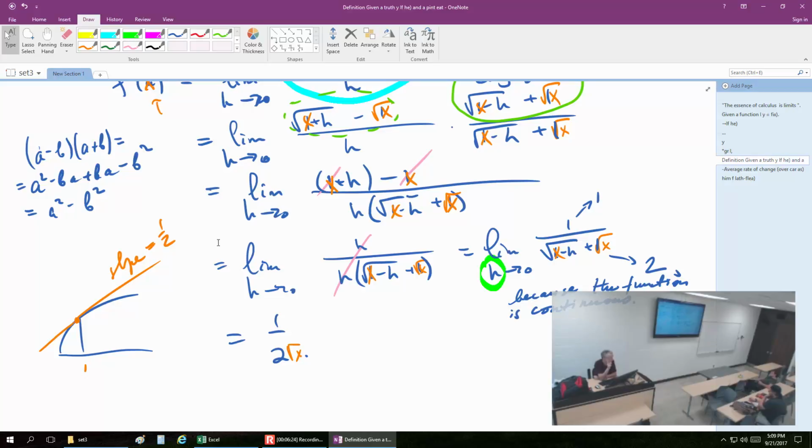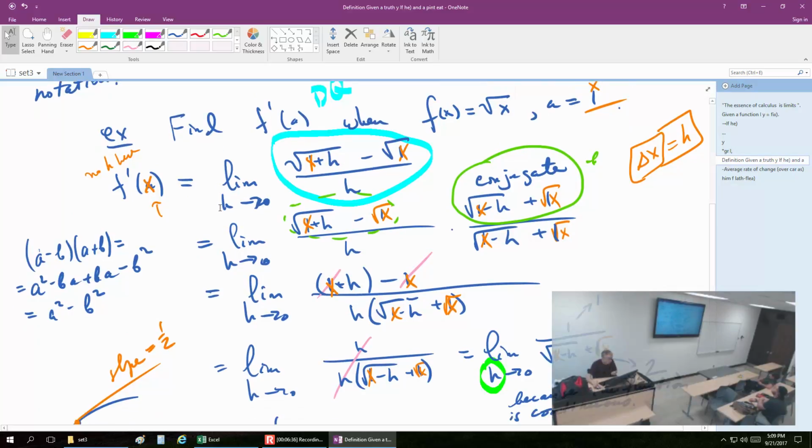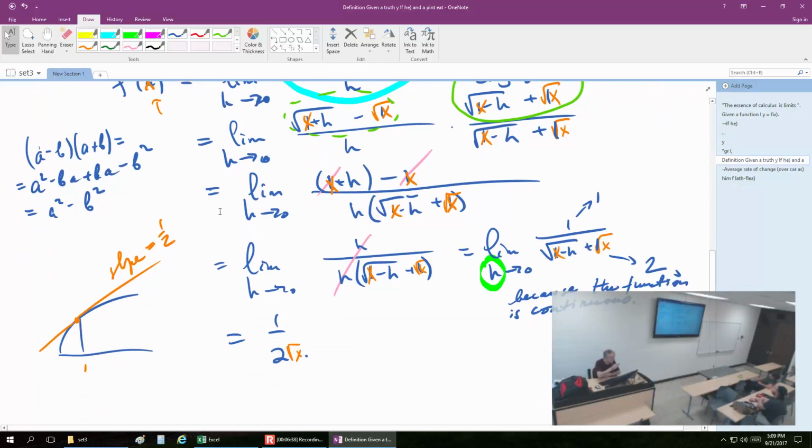In the sense that, think about it, if x is time and the original function f is location, right? So the derivative is what? f is location, x is time, f prime of x is what?